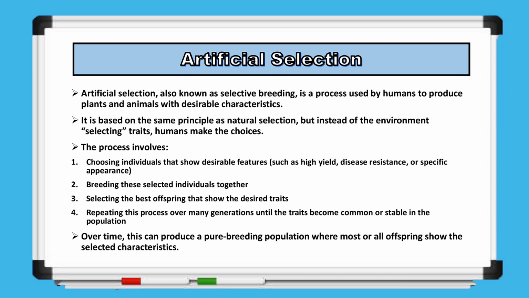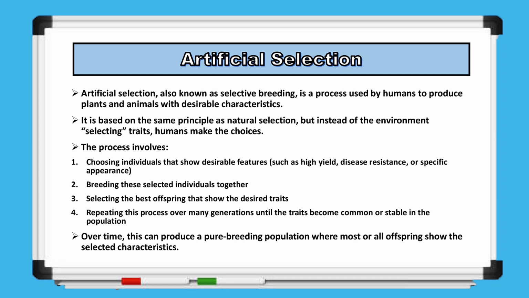It involves several steps. First, humans select individuals that show desirable characteristics, such as high crop yield, disease resistance, or specific physical features. Next, these selected individuals are bred together to produce offspring. From the offspring, only those that show the desired traits are chosen for further breeding. This process is then repeated over many generations.